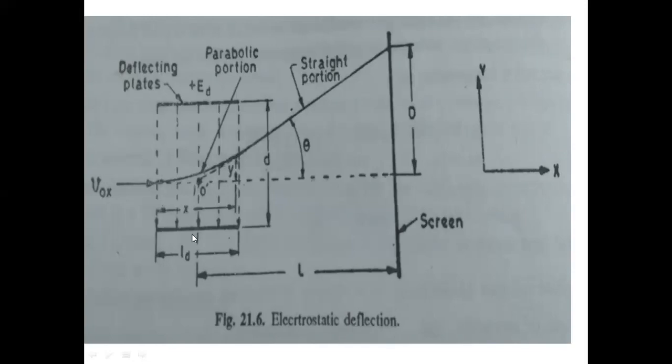Okay, and it is exactly half of the length of the deflection plate, where this line crosses the x-axis. That particular point is exactly half of the length of the deflection plate.